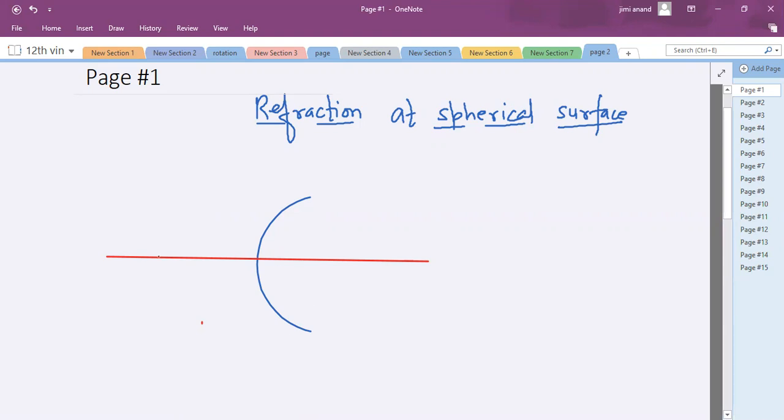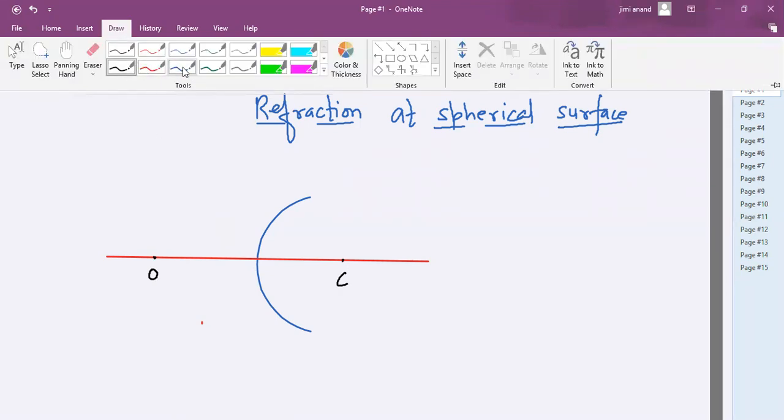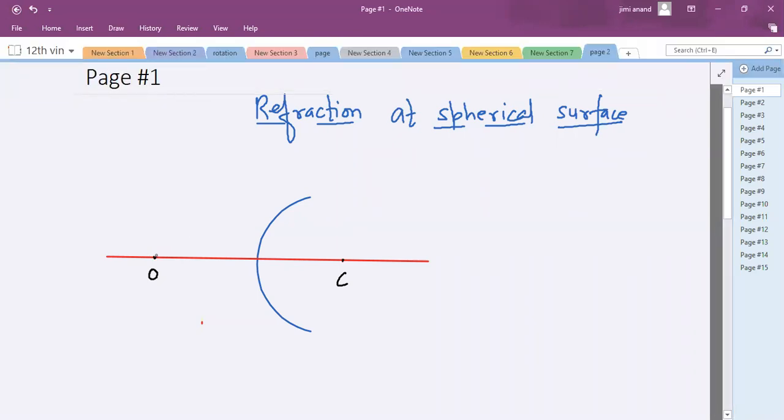We have taken an object. Suppose it is here, object O, and this is the spherical surface. Since the surface is spherical, here it is the center C. Take one light ray like this. Suppose one light ray will be like this.